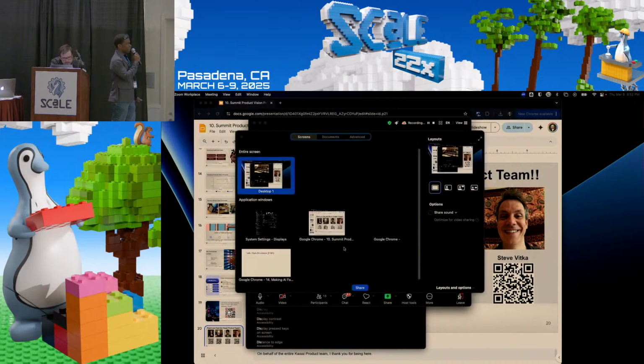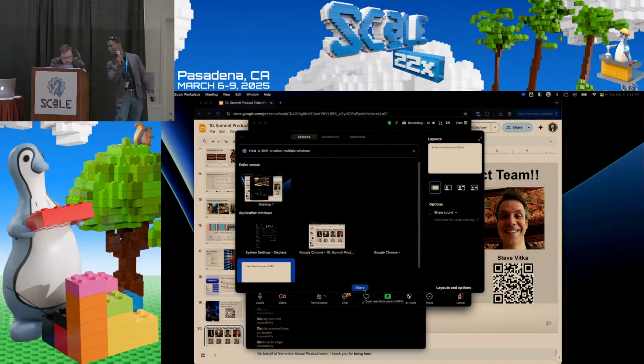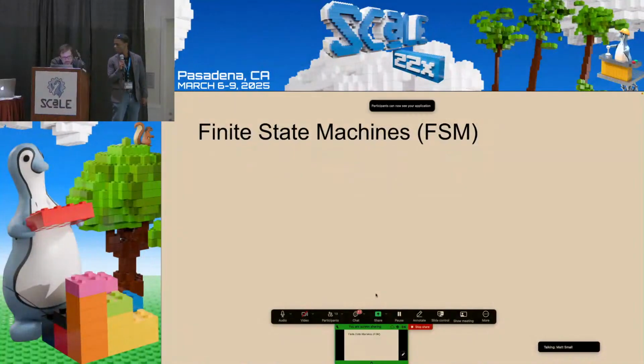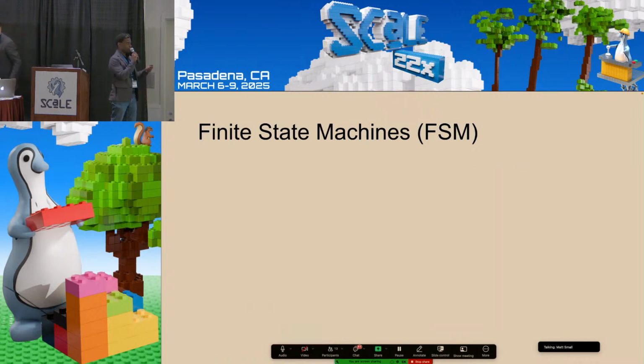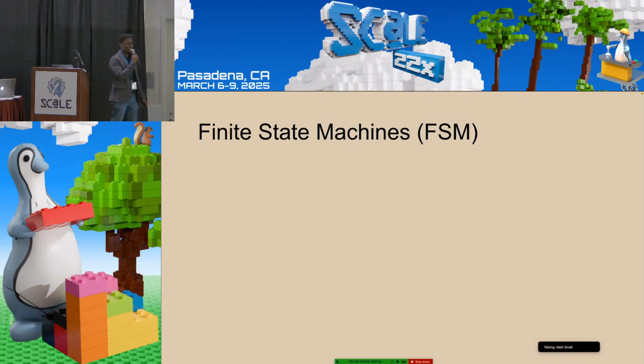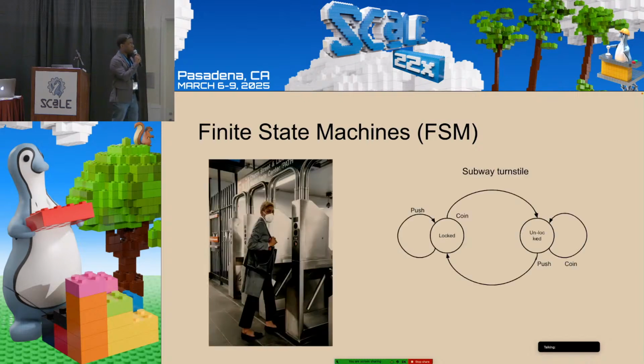What a finite state machine is, is a system that contains a fixed number of states with rules that determine how we move between these states based on input. An example of a finite state machine is a subway turnstile. A subway turnstile has two states, locked and unlocked. You insert a coin into the turnstile, it unlocks, and you push the bar on the turnstile, it locks again.